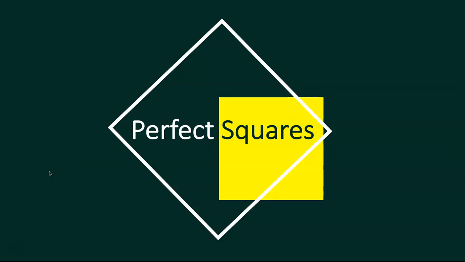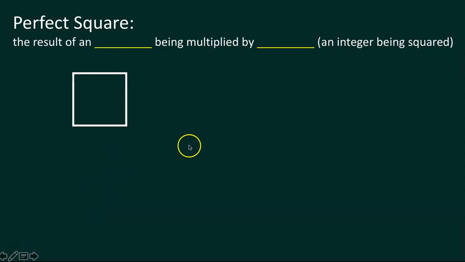This video is about perfect squares. The first thing I want you to do is in the top right hand corner write your first and last name on Kami. And then we're going to go ahead and fill in the definition of a perfect square.